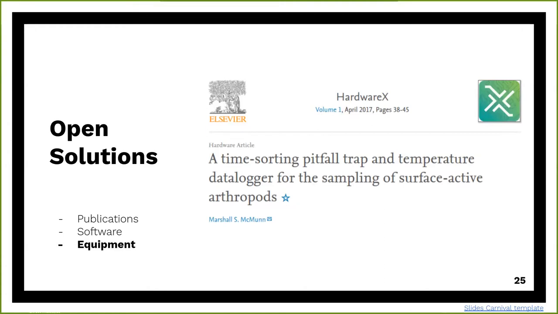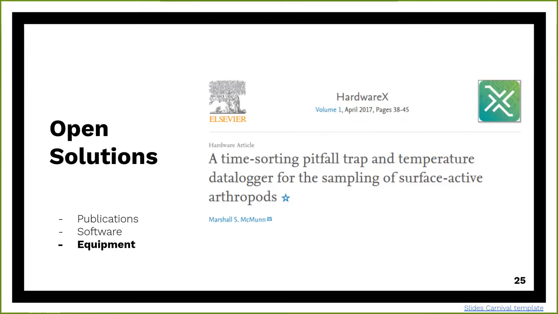This is, of course, not only related to neurosciences. I want to show another example here, which is something that I find quite interesting because this is the first of its kind pitfall trap. So if you're doing ecology, you probably know this, that you have a little bucket which is below the soil, and animals, arthropods and other animals, fall in there. And then you can know what kind of animals are in that region.